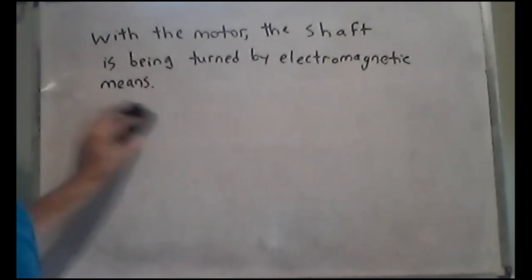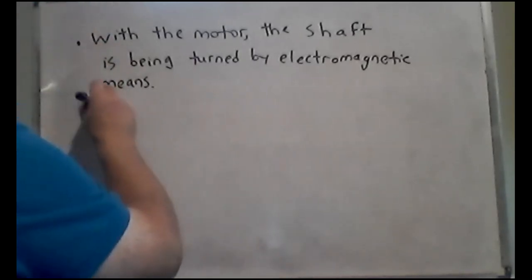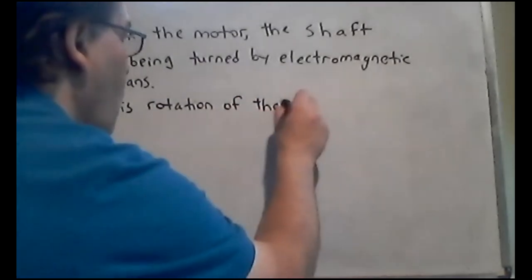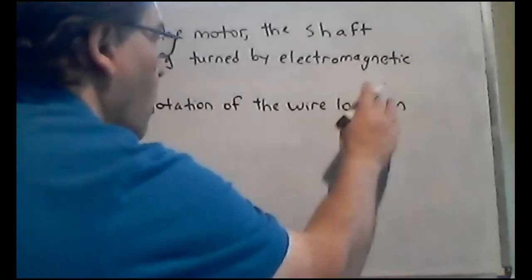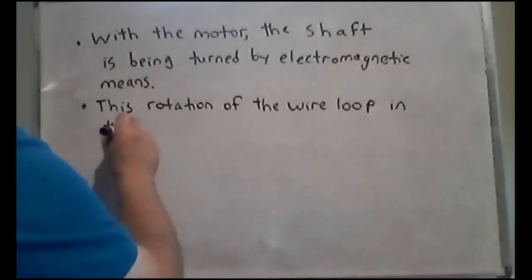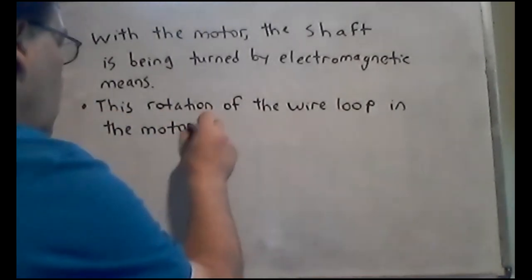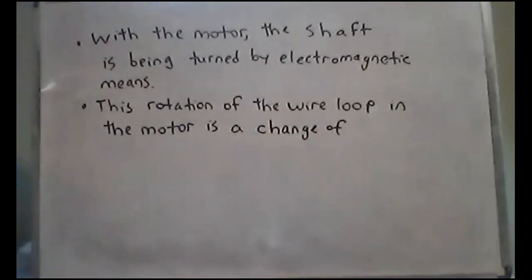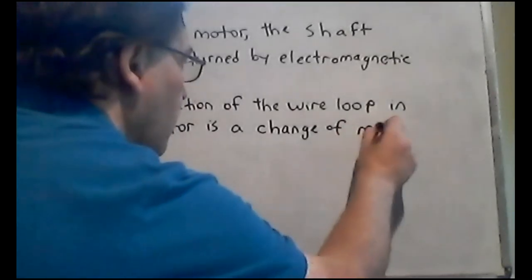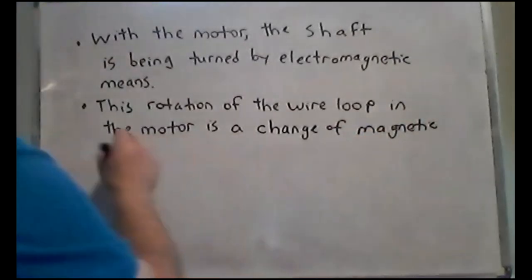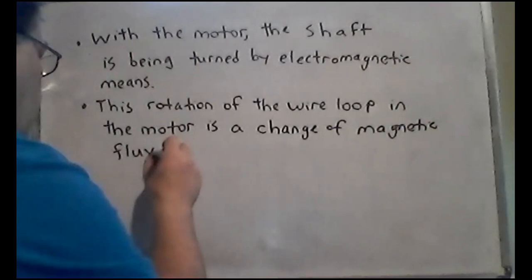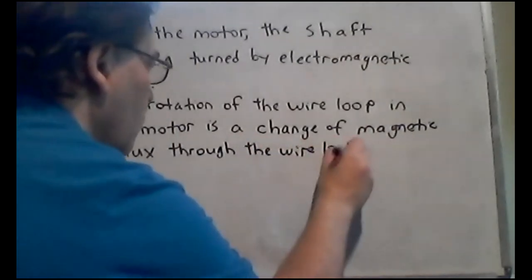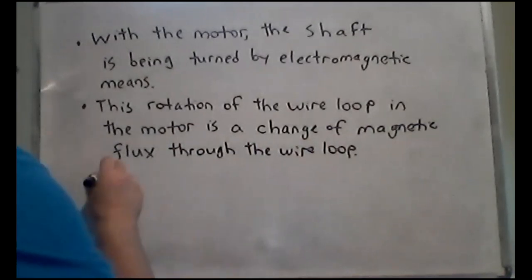So again, this rotation of the wire loop in the motor, and back to the motor now, in the motor is a change of magnetic flux through the wire loop. Okay. Lenz's law seeks to oppose this.